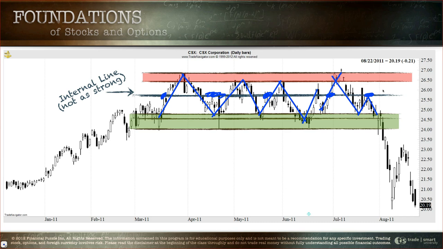When you get a really good support and resistance area, the stock's going to be pretty good with it. But whenever you get an internal line, it kind of becomes an internal pivot area. It can create these moments where the stock, for example in this case, traded up to here, back down, and then it finally went on up to the top of the channel.